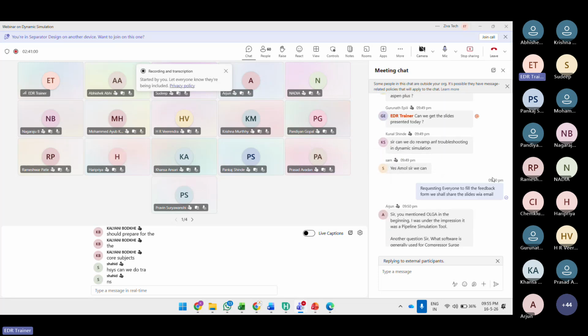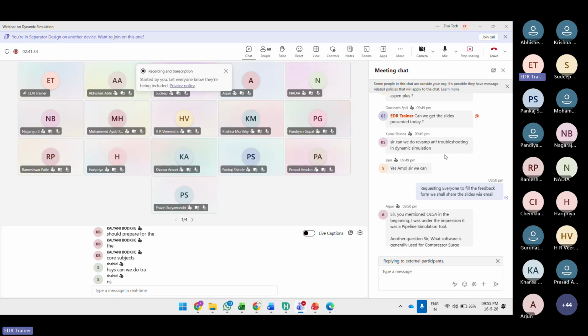Any other question? If I have left anything. Sir, can we do revamp and troubleshooting in dynamic simulation? Yes, revamp definitely for the control system. In revamp, you are having most of the things which are existing and the details are available with you. So you can add those things in your dynamic simulation. Troubleshooting again, definitely for the dynamics. Again, steady state and dynamic, the outputs are well known.